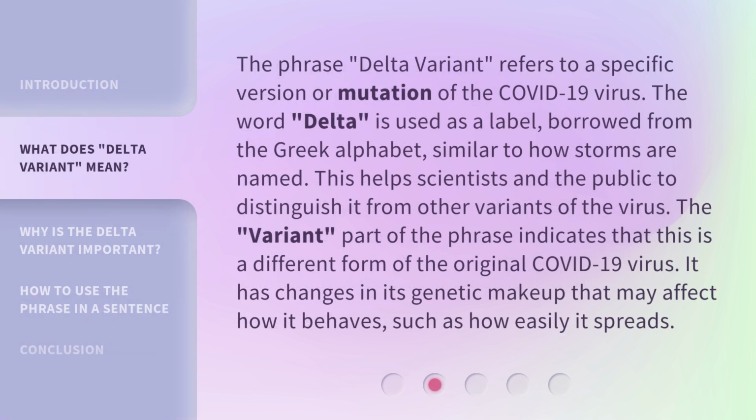The phrase Delta variant refers to a specific version or mutation of the COVID-19 virus. The word Delta is used as a label, borrowed from the Greek alphabet, similar to how storms are named. This helps scientists and the public to distinguish it from other variants of the virus. The variant part of the phrase indicates that this is a different form of the original COVID-19 virus. It has changes in its genetic makeup that may affect how it behaves, such as how easily it spreads.